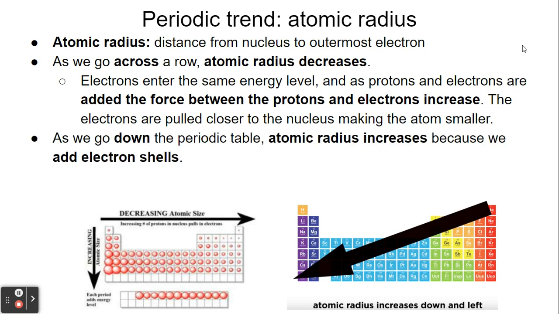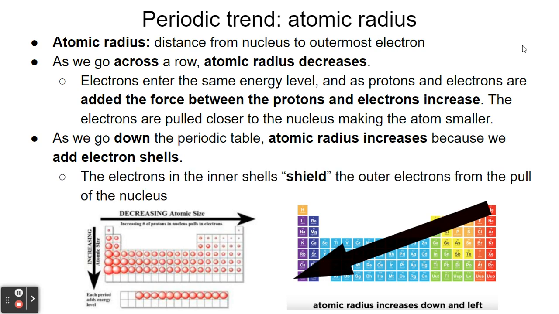Now, as we go down a periodic table, or a group in the periodic table, or a family, the atomic radius is going to increase because we're adding electron shells. So we're adding energy levels, and therefore that radius is getting bigger and bigger and bigger.